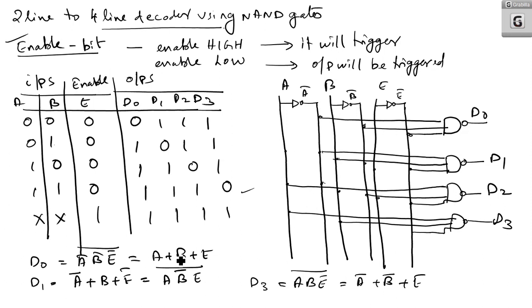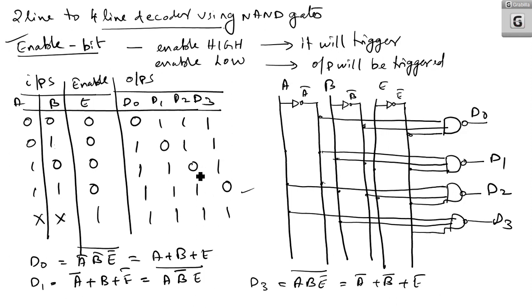So that will get it as A or B or E. Again, what is D1? D1 is A bar or B or E, the whole bar. A bar or B or E bar, the whole bar. So yeah, this is A B bar E, the whole bar.